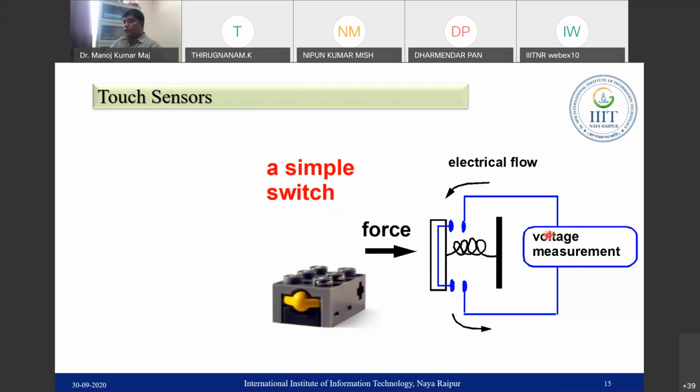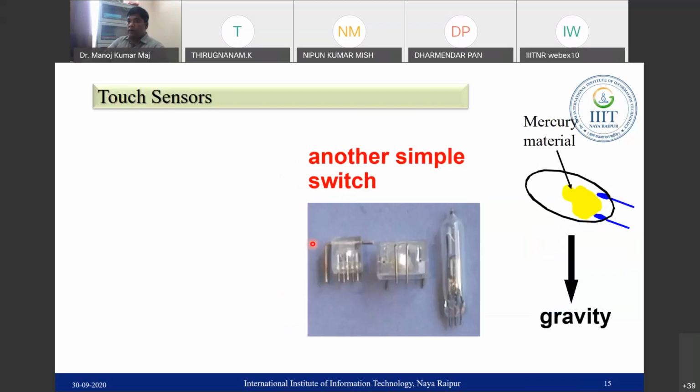In the case of the touch sensor, a force or a touch is required, and using that force or touching phenomenon, we can complete the circuit and measure the flow of electrical current. This is the touch sensor requirement, and it can look like this in a practical example when we use it in a device.